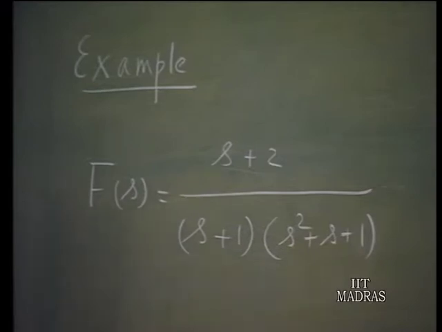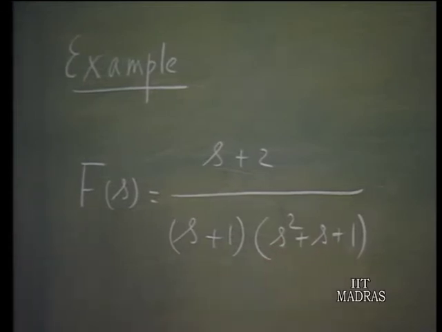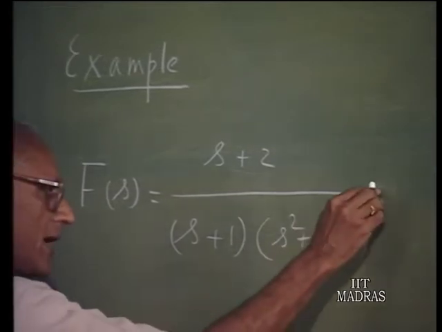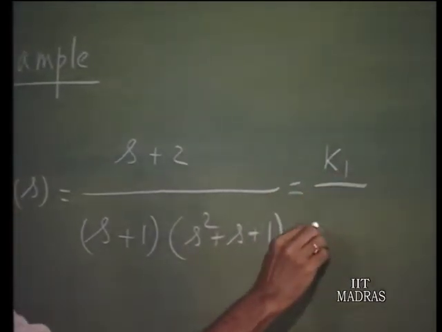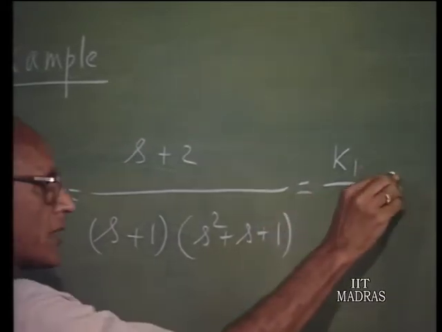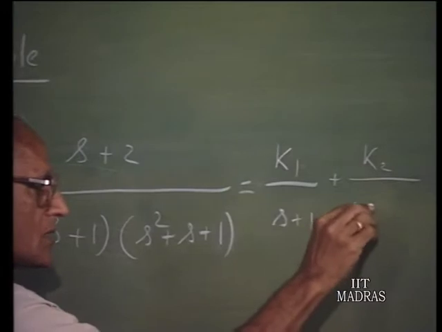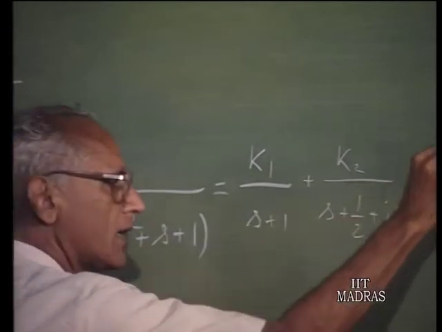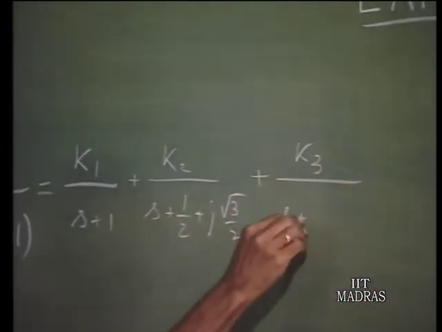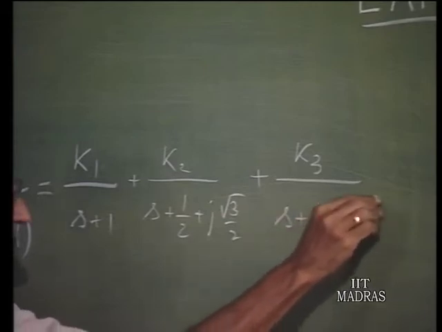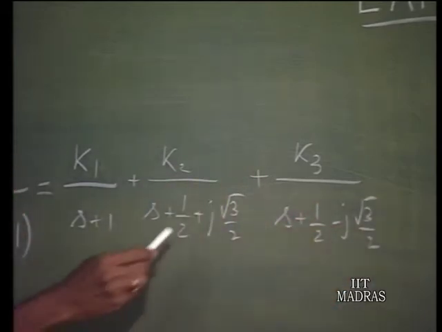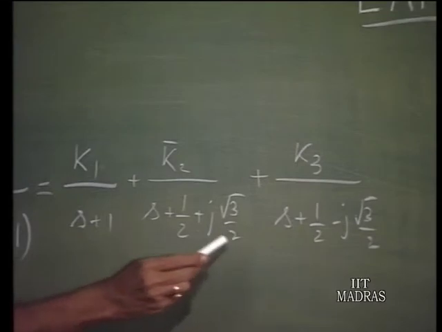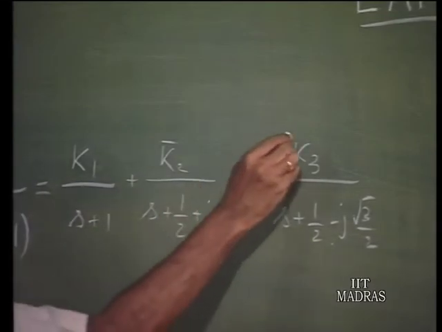This has obviously 3 poles, one at minus 1 and a pair of complex conjugate poles at minus half plus or minus j root 3 upon 2. So, one way of handling this would be to make the partial fraction expansion corresponding to the 3 poles: k2 over s plus half plus j root 3 upon 2, and another term corresponding to the conjugate pole, minus j root 3 upon 2. Since this pole is complex, k2 is a complex number.